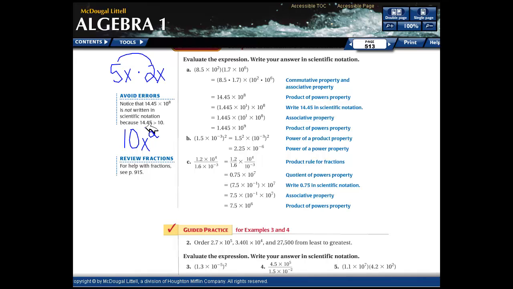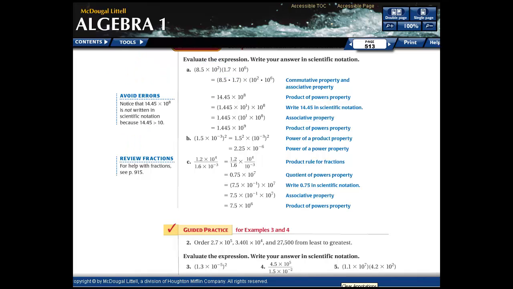This part, however, is no different. I'm going to multiply my numbers in the front. 8.5 times 1.7, that's where my 14.45 comes in. And then because I'm multiplying like bases, I need to add the exponents. That's where the 10 to the 8th comes in. Now, this is correct. The only problem is that it is not in proper scientific notation.